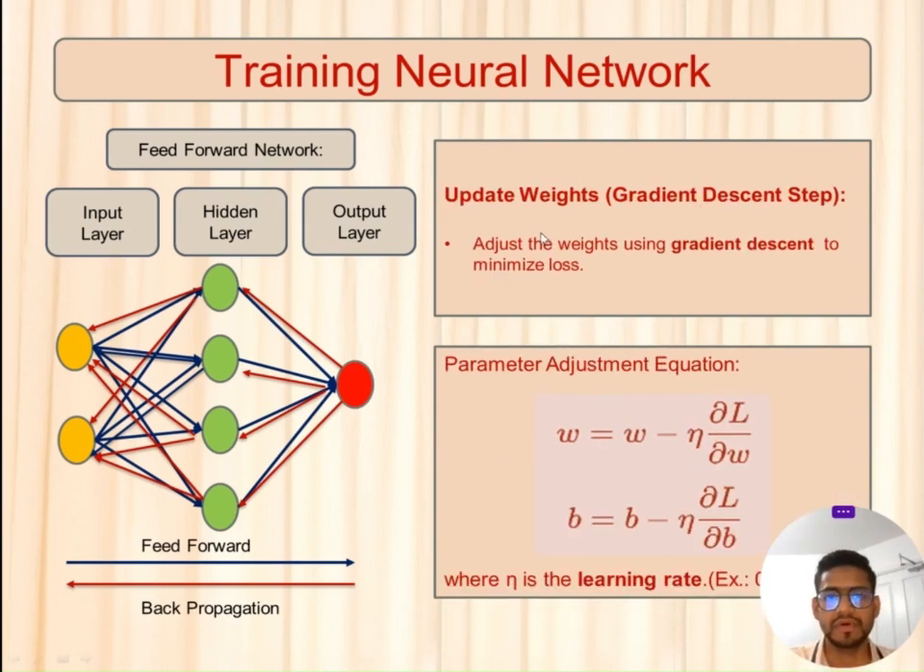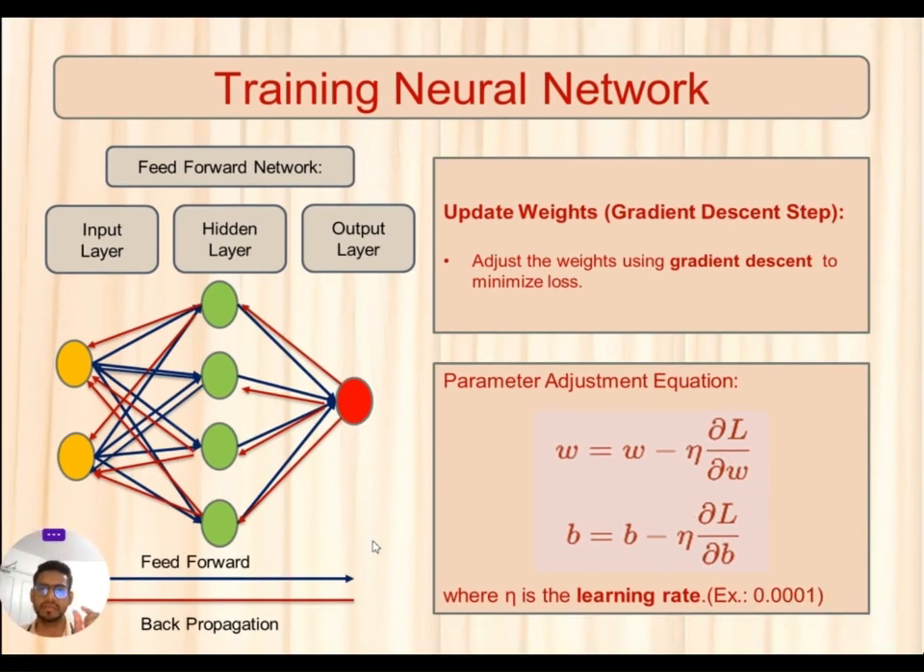And what is the equation for updating the weight or parameter? As we know, our parameters are only weight and bias. So we need to multiply this derivative with the learning rate. We know that it is a pretty small number, like 0.001 or 0.0001. So if we multiply it with the derivative or gradient, it becomes a very small number.